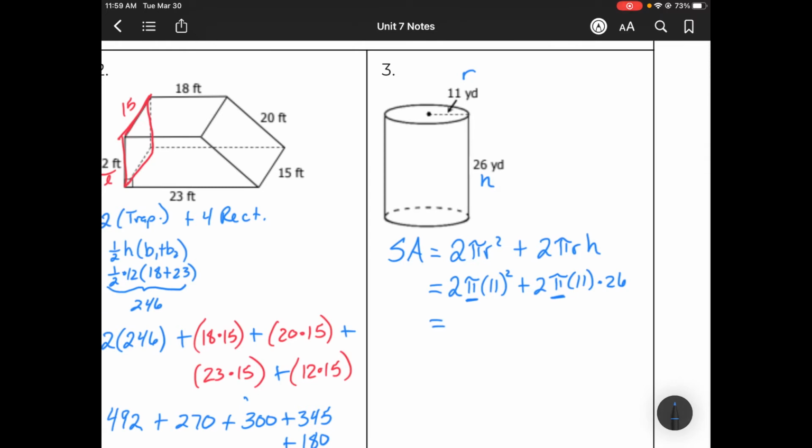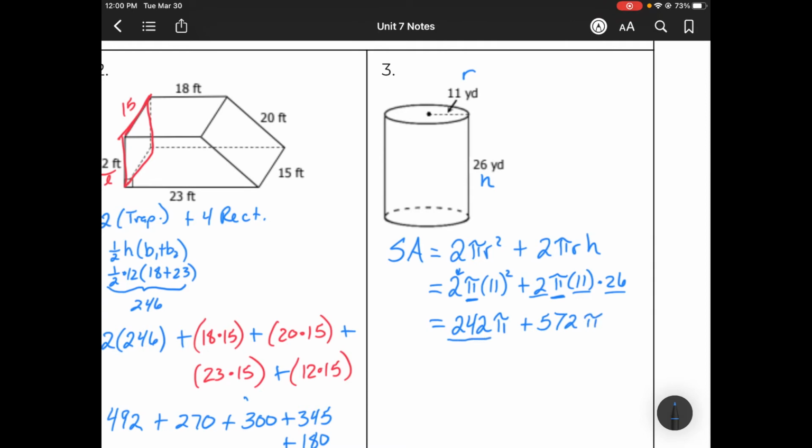When I do 11 squared, that's 121. And then I'm going to do times 2 here. 121 times 2 is 242. So the area of both circles adds up to 242 times pi. Then I'm going to simplify everything over here. When I do 2 times 11 times 26, that gives me a total of 572, and it's still times pi.